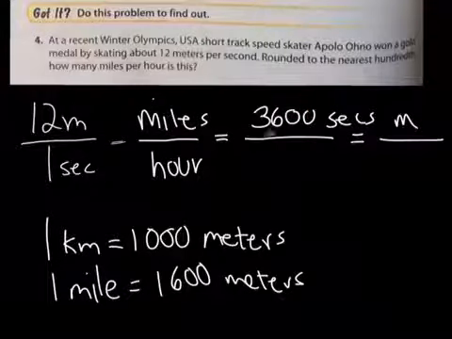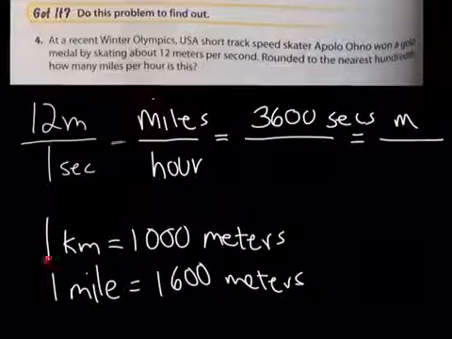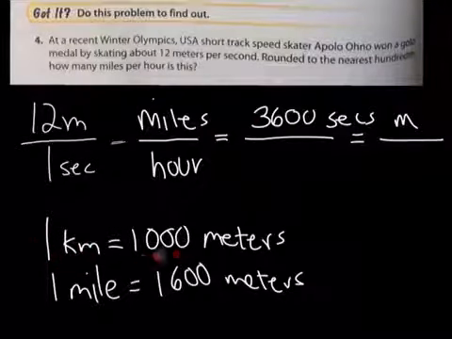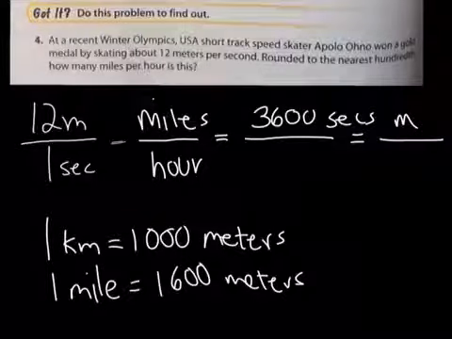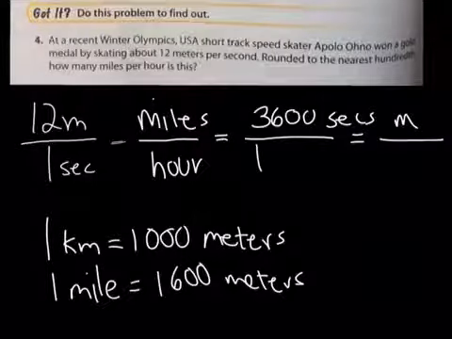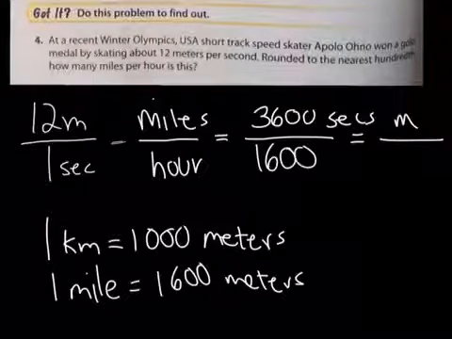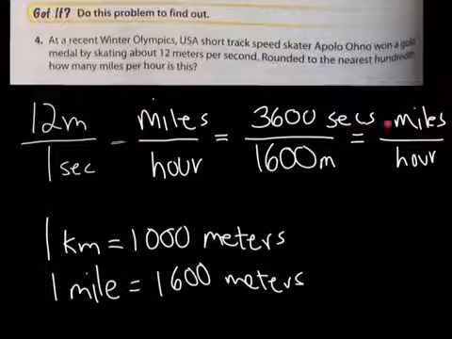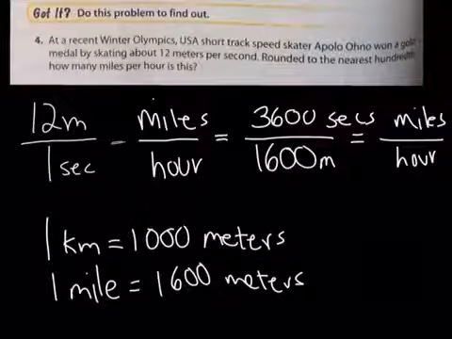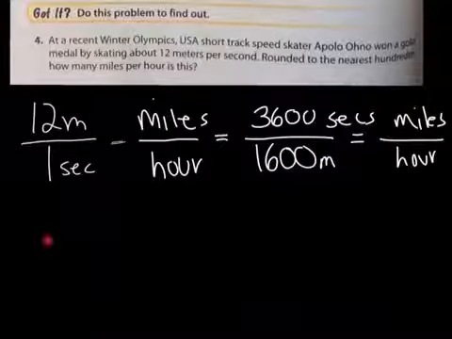Well, I have to change this number of meters first to kilometers, and I know that I have 1,000 meters in a kilometer. How many meters do I have in a mile? I have 1,600 meters in a mile. So to go directly to miles, all I have to do is divide this number by the number of meters in a mile. Okay, this is meters. After I do all those calculations, I'm going to have miles on the top per hour. So when I do that, I get the following. And I'll write it down here.